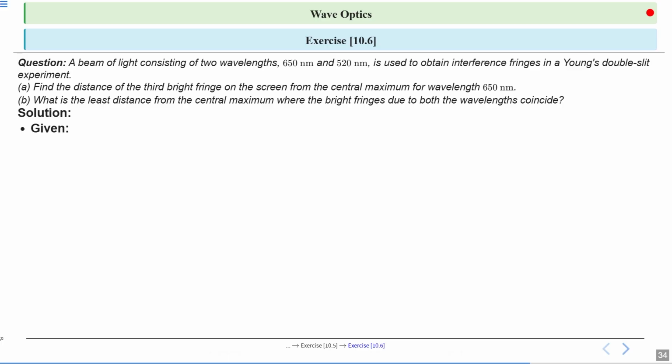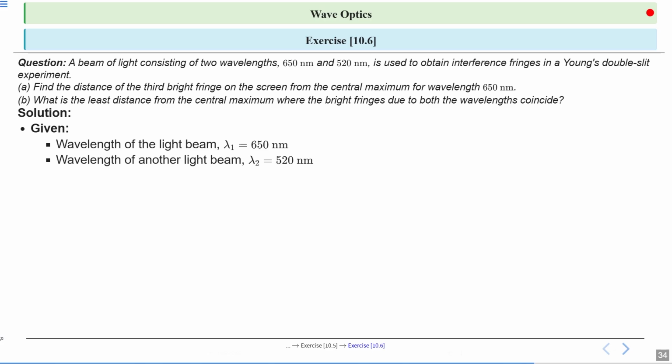So let's look at what we are given in the problem. We have a beam of light with two different wavelengths. The first wavelength is 650 nanometer. This is the longer wavelength of the two, and it will affect where the bright fringes appear on the screen. Now we have the second wavelength, 520 nanometer. This shorter wavelength will create a different set of fringes. Comparing these two wavelengths will help us find where their bright fringes coincide.